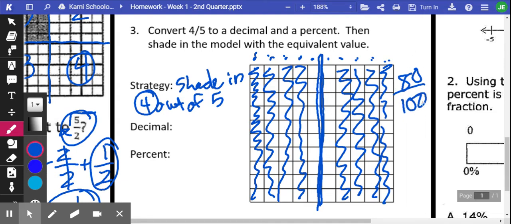We got 80 shaded out of 100, so the decimal is going to be 80 hundredths, or as a percent, we move it 2 places to the right, and then we put the percent symbol on there, or we shade it in 80%.